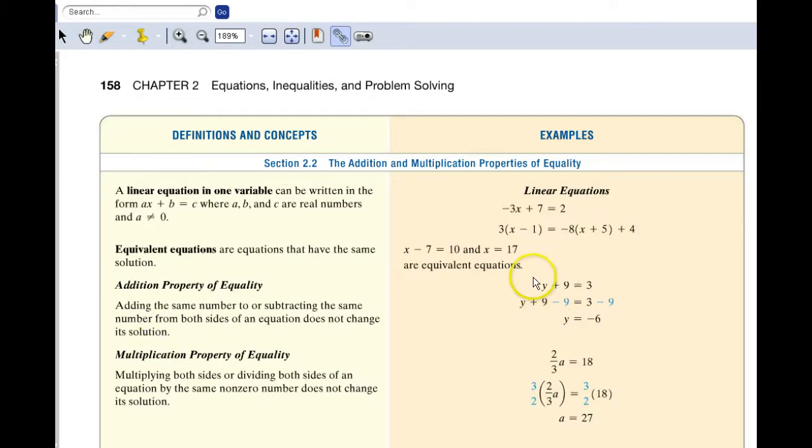And we have various skills. Here we're using the addition property. Here we're using the multiplicative property of the reciprocal to get the a all by itself, a 1a. And notice we could cross cancel there. 2 will go into 18 9 times. 3 times 9 is 27.